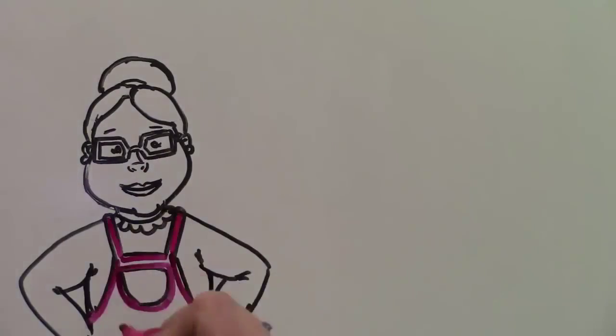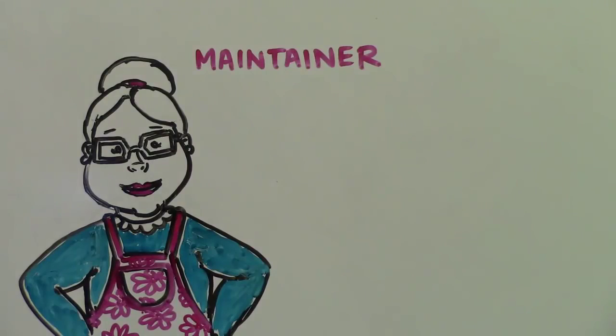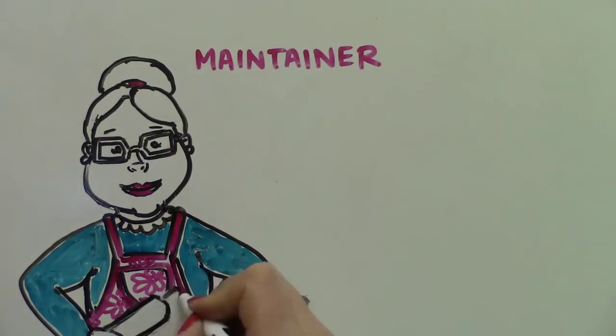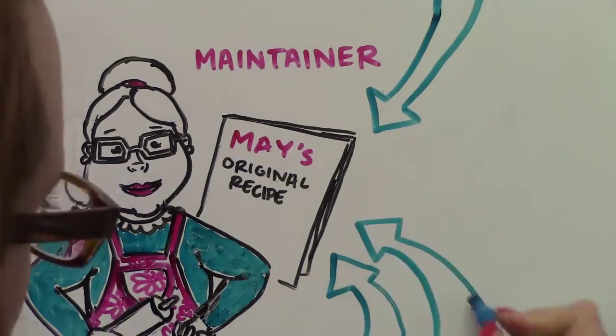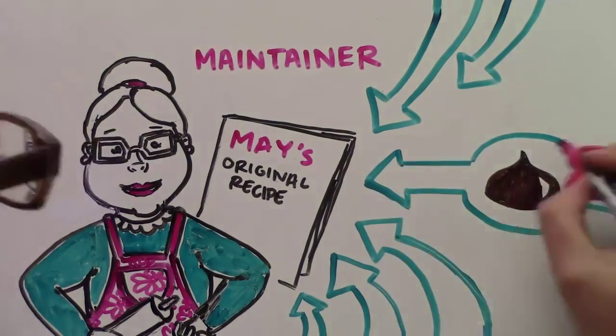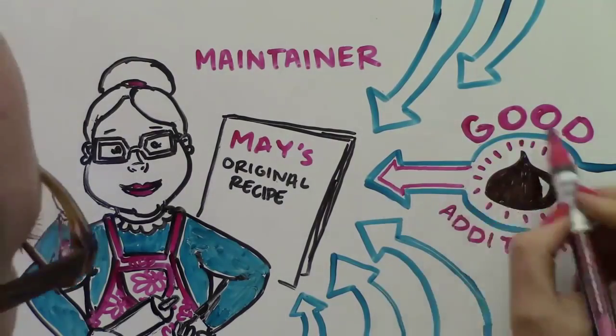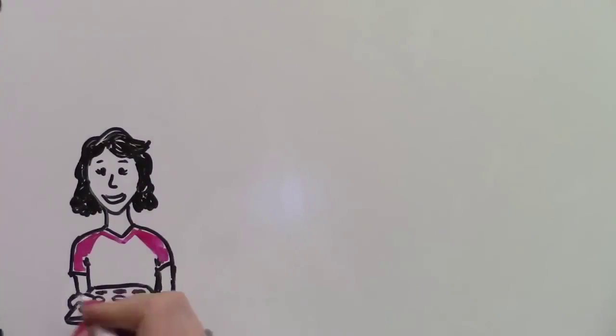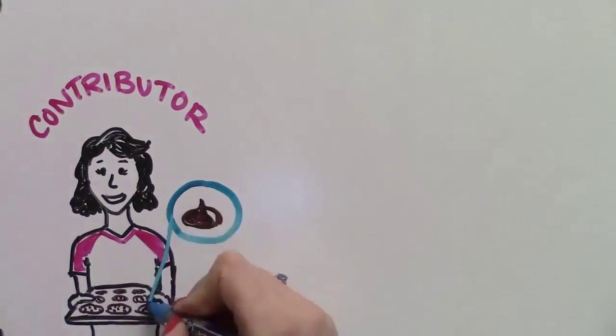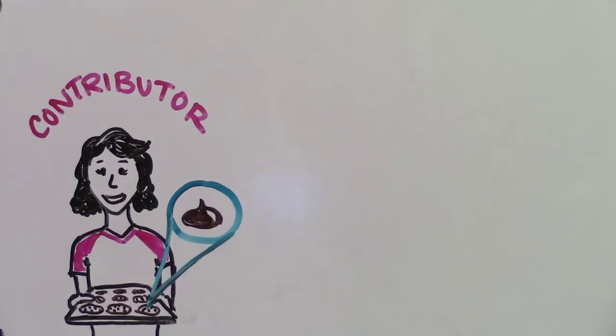At this point, Grandma May needs to begin acting as a maintainer, looking after the integrity of the original recipe and deciding which changes she will incorporate. In this case, Grandma May agreed that the chocolate chips were a good addition, and so from then on Grandma May's recipe included chocolate chips. Aunt Maria is now a contributor because she has contributed something to the recipe.